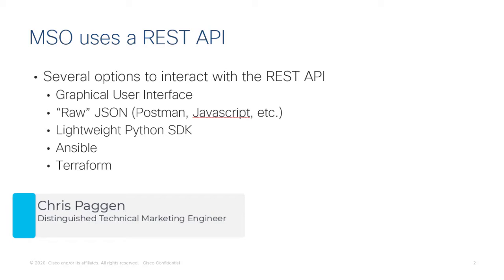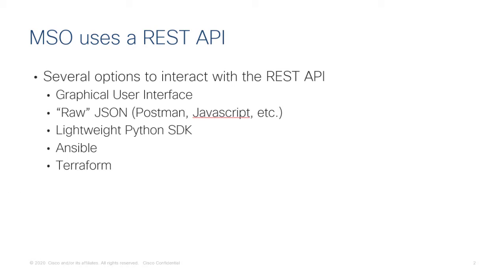And in this video, I'm going to walk you through the automation options that are available to you for programmatically accessing a multi-site orchestrator. So what I'm going to talk about are options for you to either create new configuration, modify new configuration, or delete configuration, or retrieve configuration from MSO. So the standard CRUD operations.